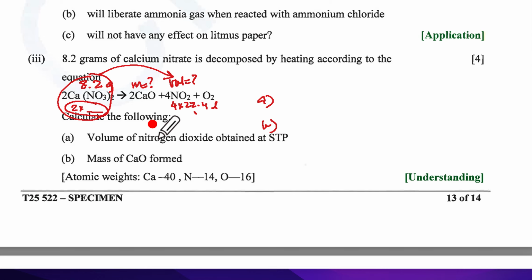For B, what will you do? This mass is required, so you have to know the GMM of this also. Now 40 and 16, 56. So this is 2 into 56 grams. So 2 into this, I don't want to work it out, but you know how to find GMM, right? So 2 into this GMM will give 2 into 56 grams of CaO. So if it is 8.2 grams, then how much? Okay, so this and this also is doable.